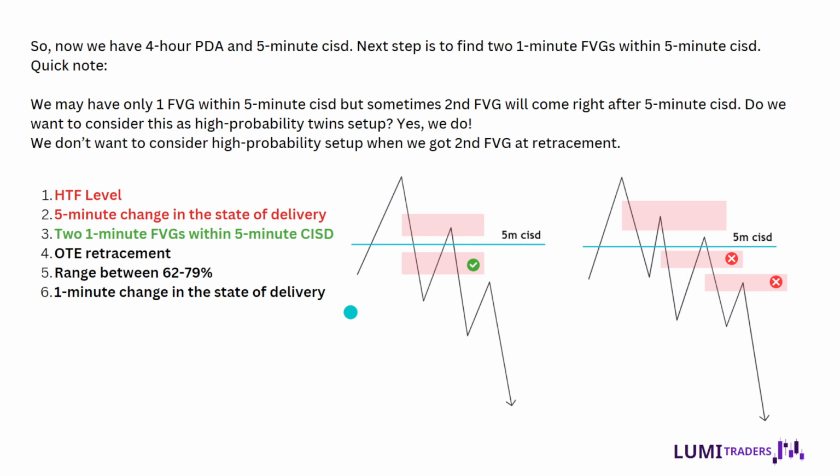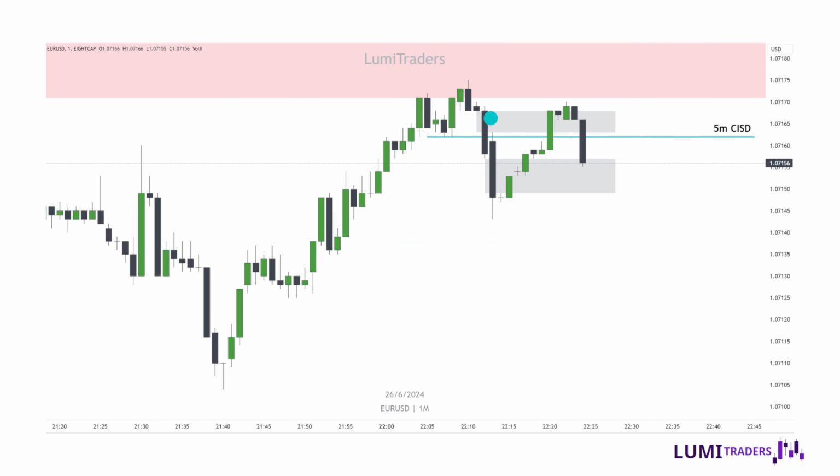So now we want to find 1-minute change in the state of delivery. Now we want to find 1 minute fair value gap. Boom, right here. We found 1 minute fair value gap within 5 minute change in the state of delivery. And here we can see at this leg down, it created another one. Perfect. Is it going to be high probability setup? Yes, of course. Totally fine.